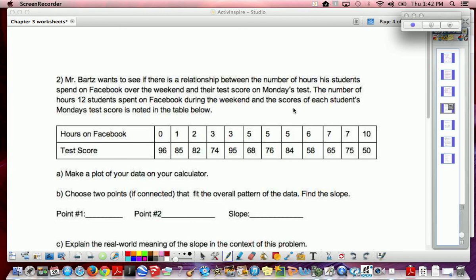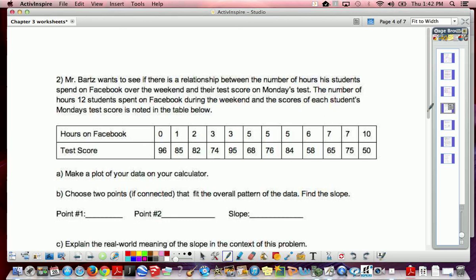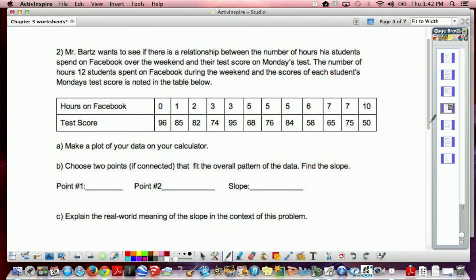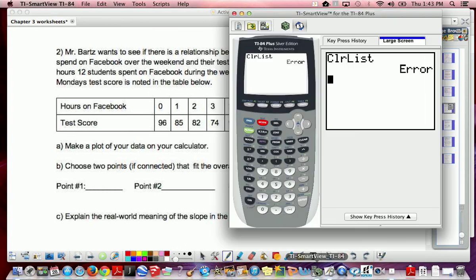The back side of this worksheet, you're definitely going to need to have your calculators out. So the first thing that you should do in your calculator is simply, let me pull up my calculator and show it to you here.